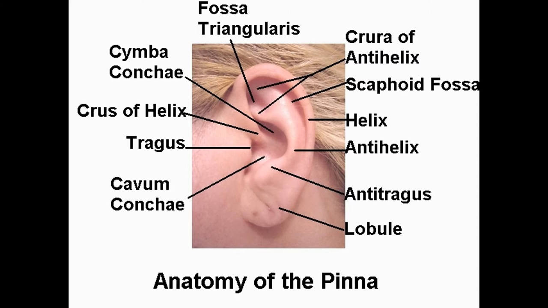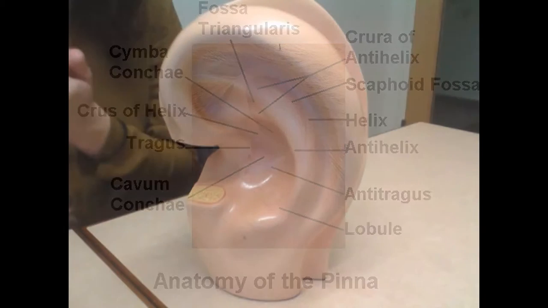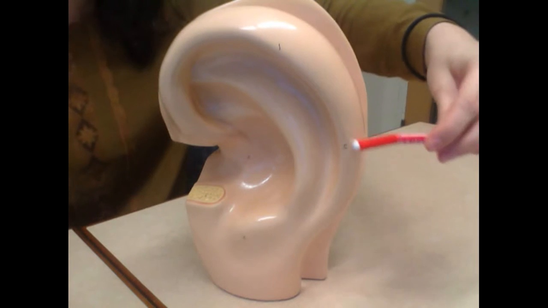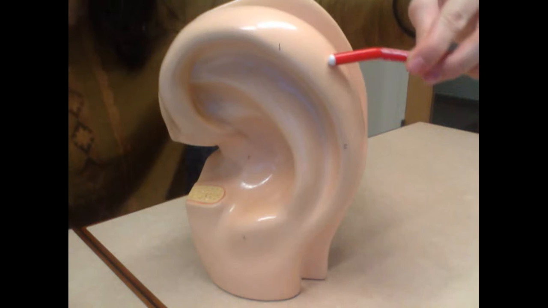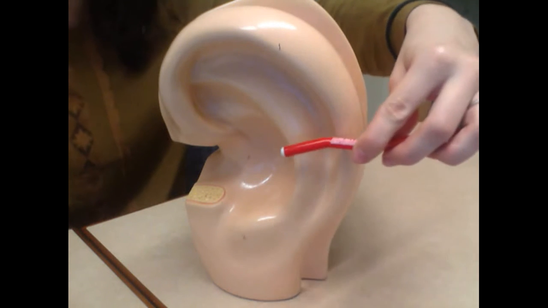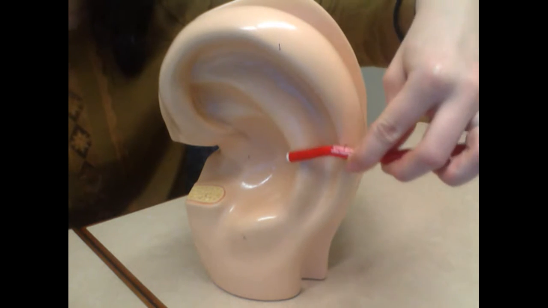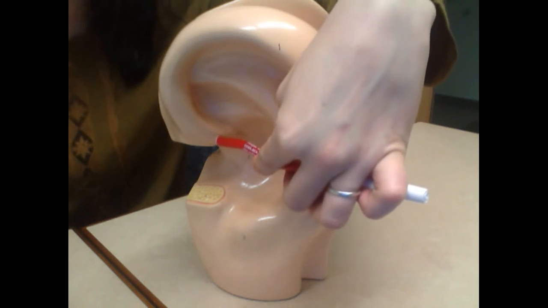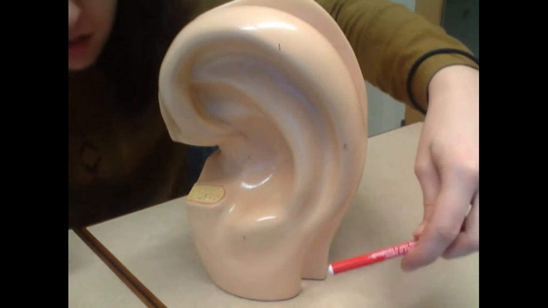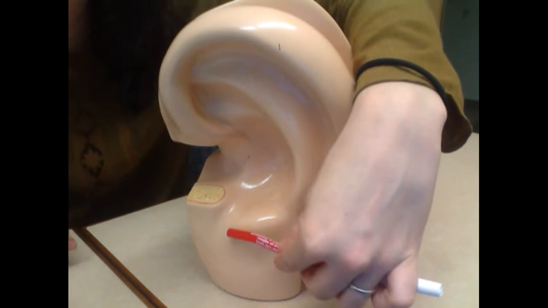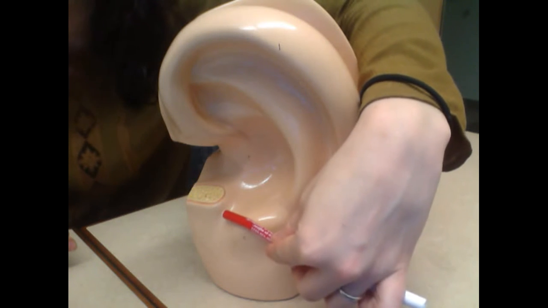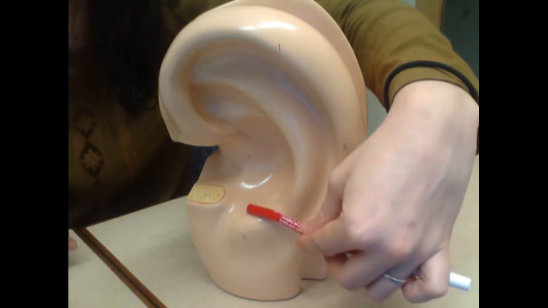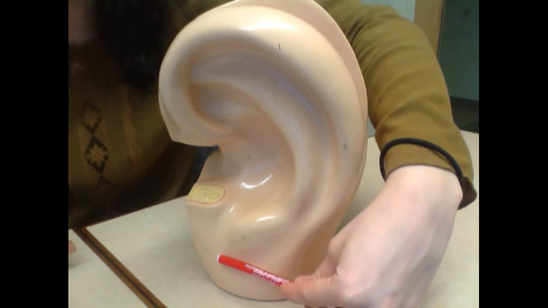The auricle or pinna contains several landmarks, depressions, which are concave areas, and eminences. The eminences include the helix, the antihelix, the crura of the antihelix, the tragus, the antitragus, and the lobule or earlobe.